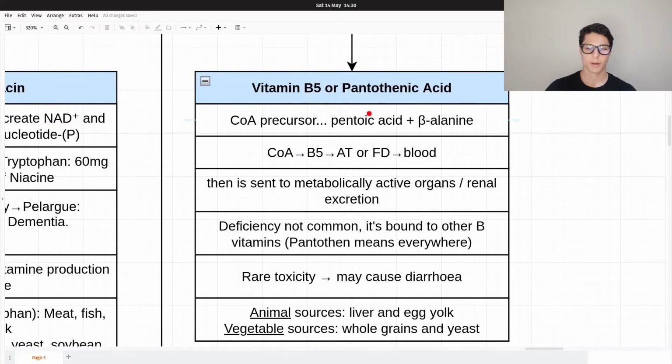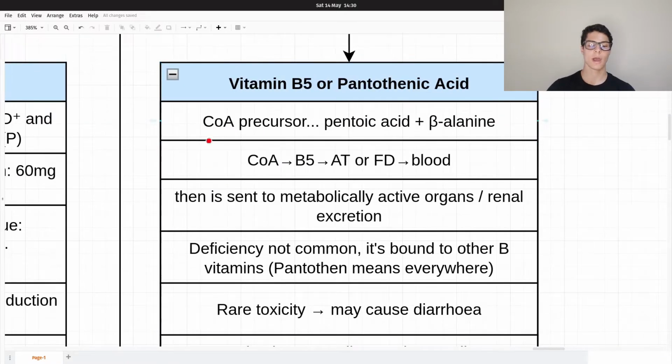Then vitamin B5 or pantothenic acid. This is a CoA precursor. Basically, pantothenic acid is made of pentoic acid and the amino acid beta-alanine. The CoA from the food is converted into B5, pantothenic acid, and is absorbed by active transportation or facilitated diffusion, and then it gets in the blood.